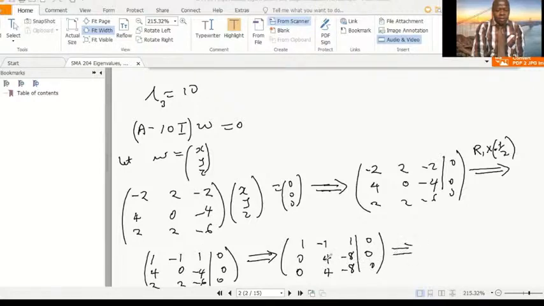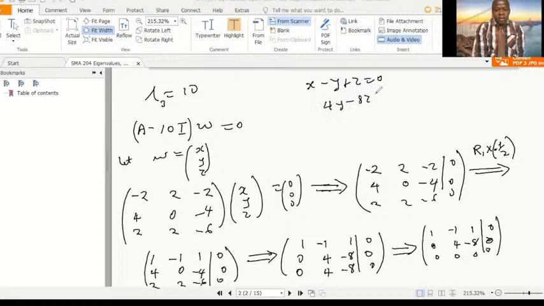Now you can use row 2 to create a 0 here, and that will give you row 1 remains the way it is. Row 2 remains the way it is. And this one will be 0, 0, 0, 0, when you subtract row 2 from row 3. Now, what do we now have? Let me just write it at the top. What I have is x minus y plus z is 0 when I use the first row. And the second row tells me that 4y minus 8z is 0.